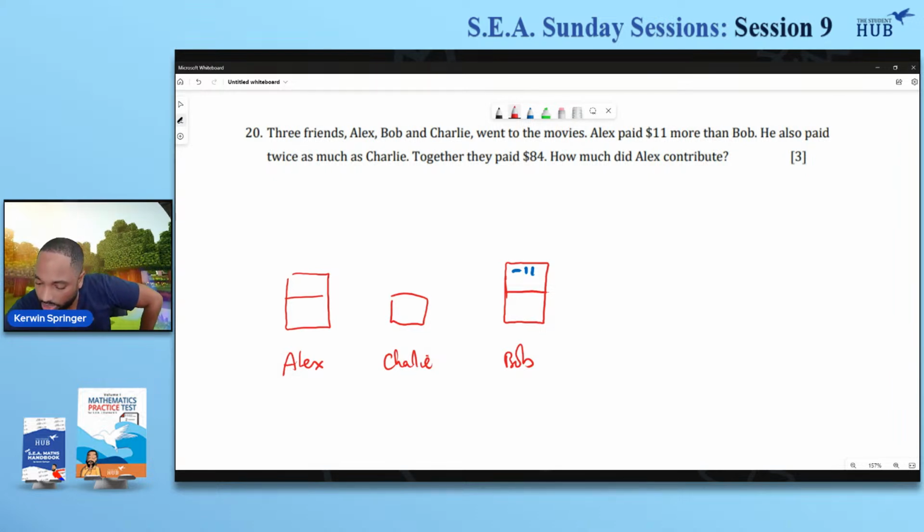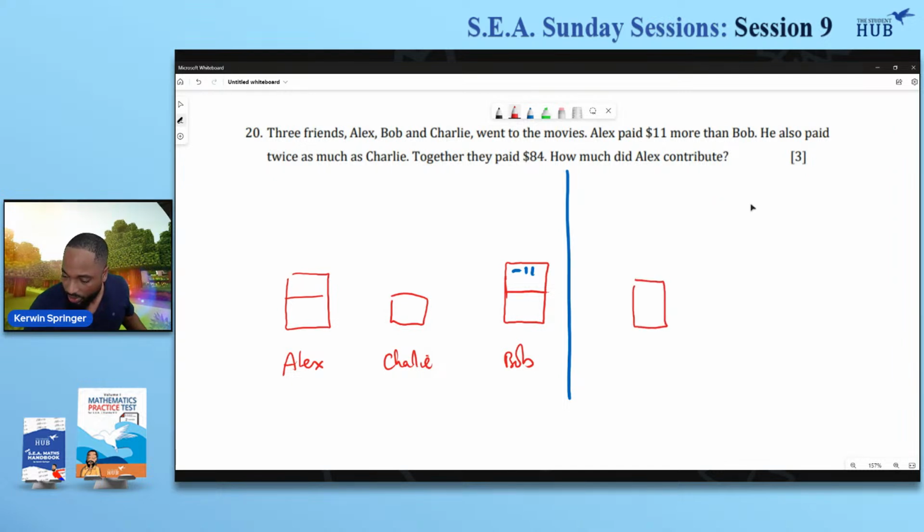3 friends, Alex, Bob, and Charlie went to the movies. Alex paid 11 more than Bob. He also paid twice as much as Charlie. So I'll give him twice as much as Charlie. But the only way to give him 11 more than Bob is to take out 11 from Bob. If I start with Bob, then go to Alex and put plus 11. Yeah, there's another way I can do it. I don't know if this way would be easier. So maybe I can start with Bob.